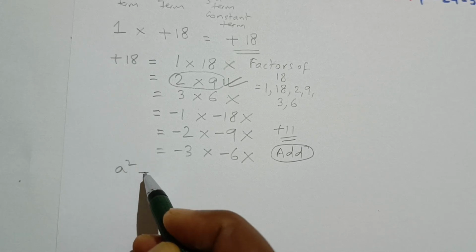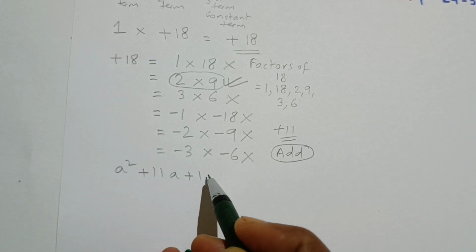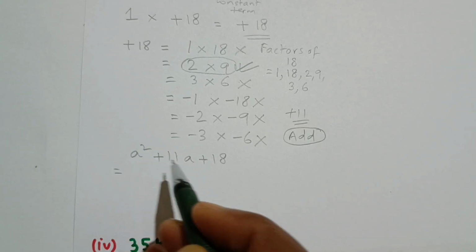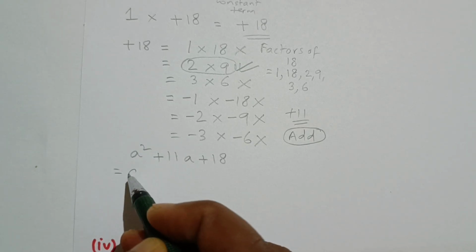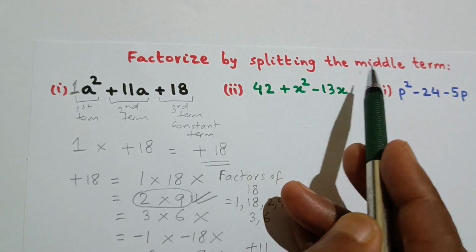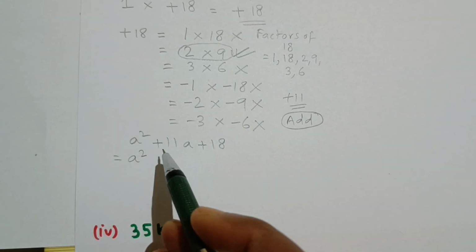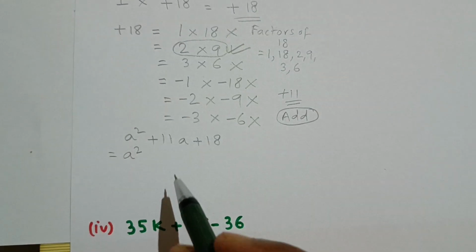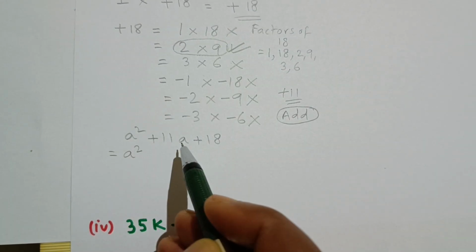So a square plus 11a plus 18. Now, first term, second term, third term. The first term stays as it is. The question is to factorize by splitting the middle term. So this is the middle term, and now we are going to split it.